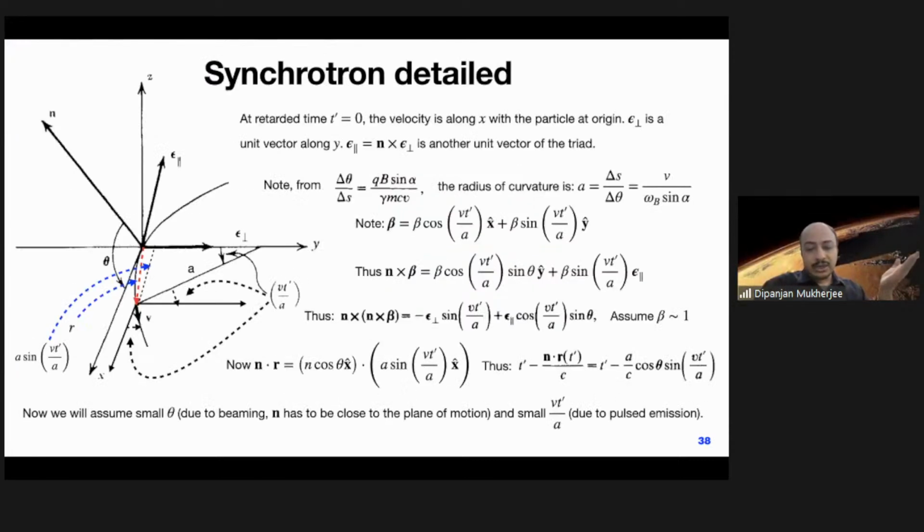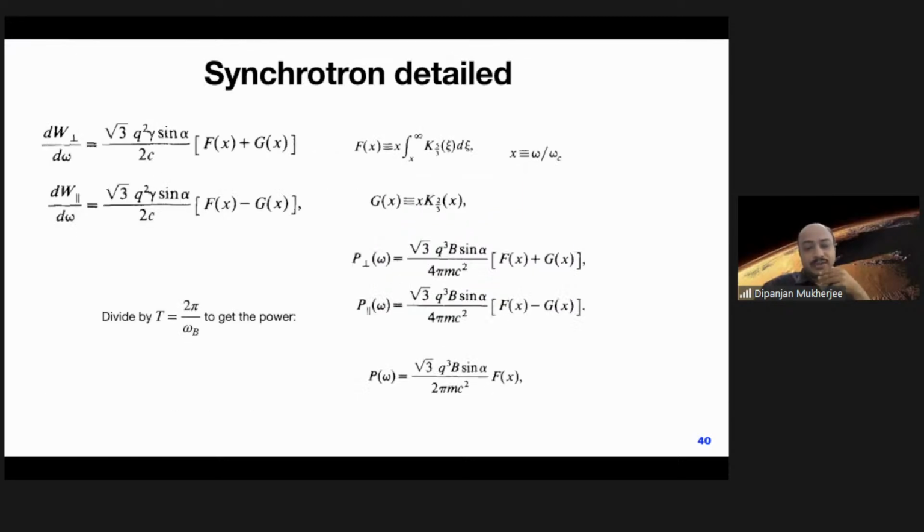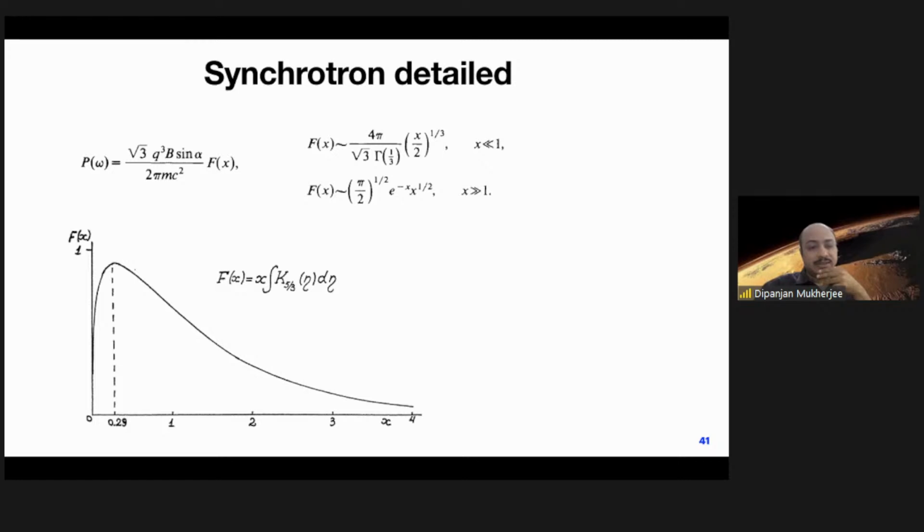what essentially you get after all this is the total power that is being emitted, which is given by this. The spectrum can be written as this, times a function which is a function of the ratio of the frequency and the critical frequency. I'll not go into the details of how we derive this, but this is the expression of the spectrum, and the spectrum looks something like this.